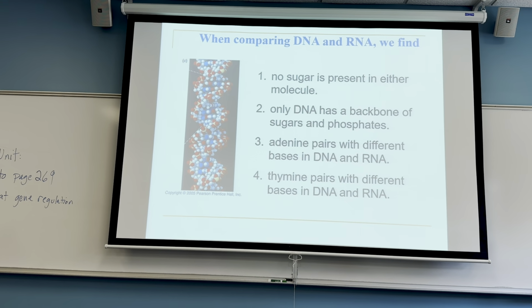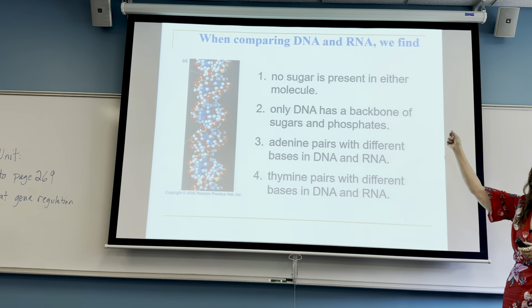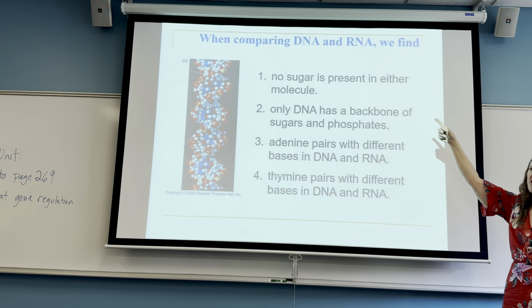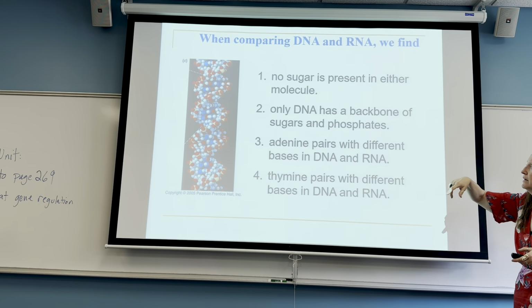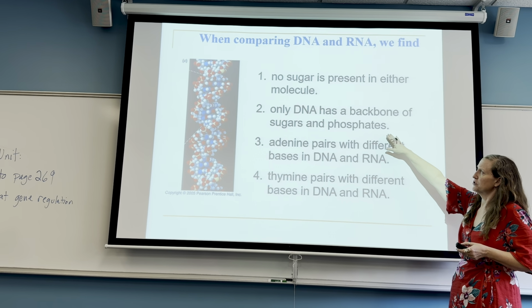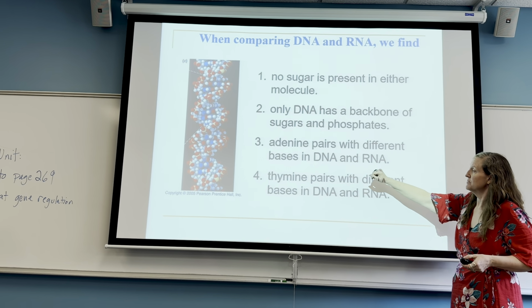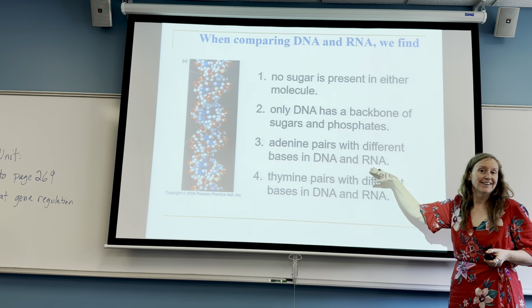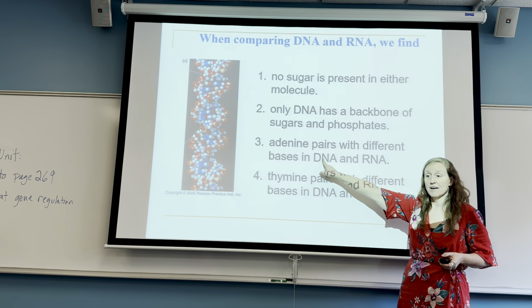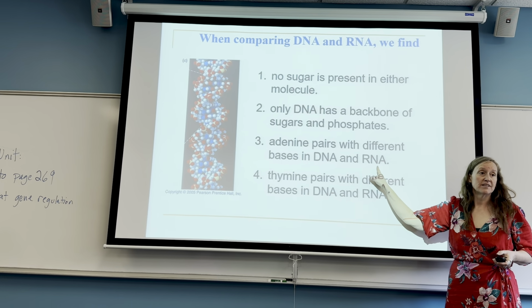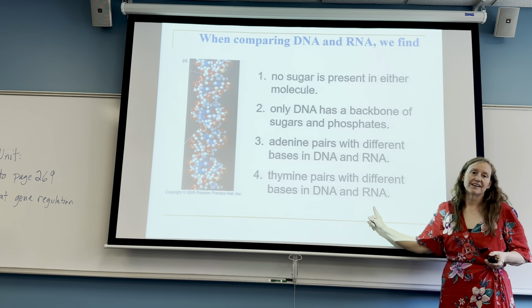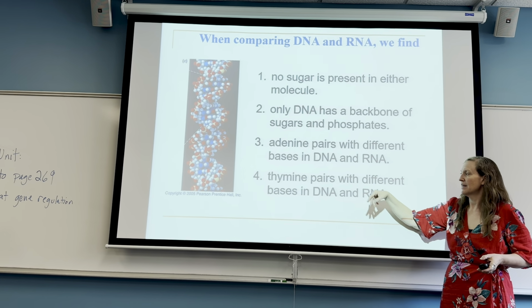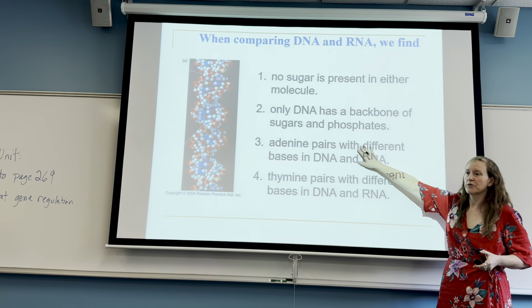Okay, good. So when comparing DNA and RNA, we find that no sugar is present in either molecule? Yes or no? No, they have deoxyribose for DNA or ribose for RNA. Only DNA has a backbone of sugars and phosphates. Well, we don't even know because I haven't talked about that, but let's skip that one. Adenine pairs with different bases in DNA and RNA. Right, adenine pairs with thymine in DNA and adenine pairs with uracil in RNA. Thymine pairs with different bases in DNA and RNA. Thymine always pairs with adenine. So number 3 is correct.